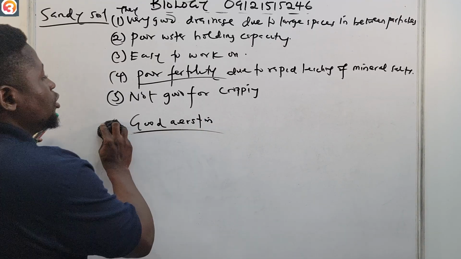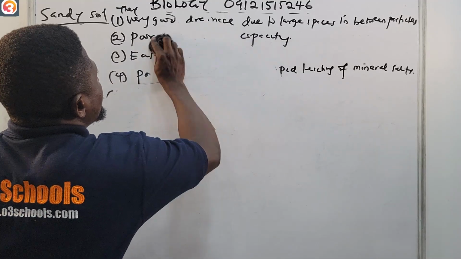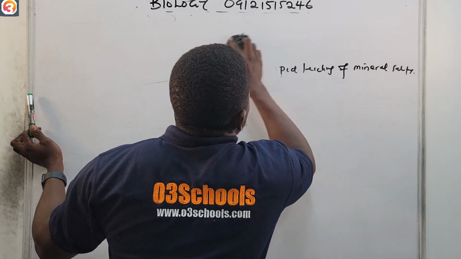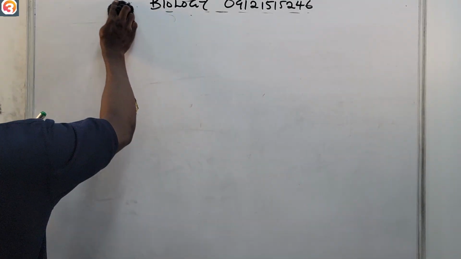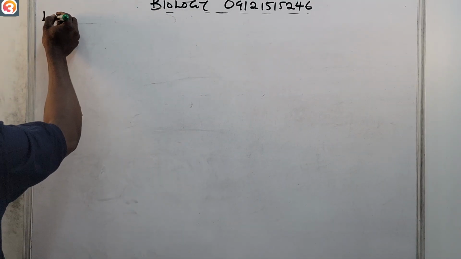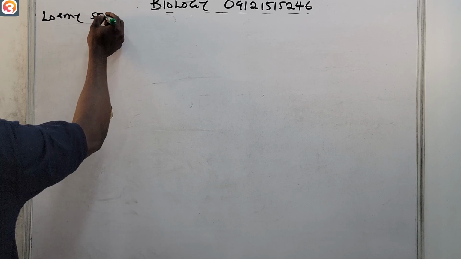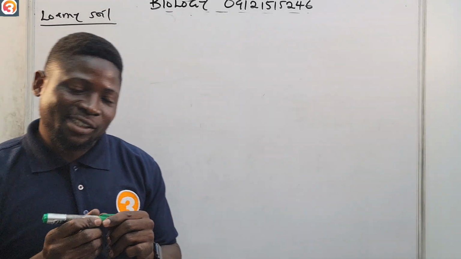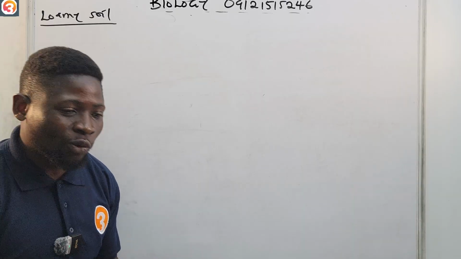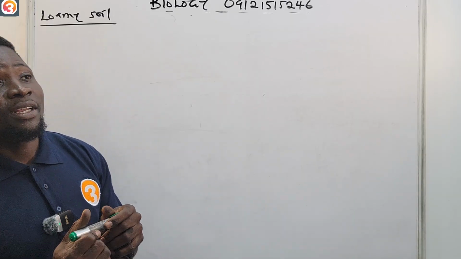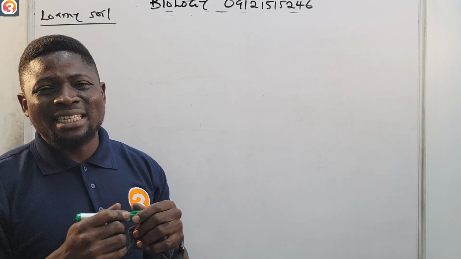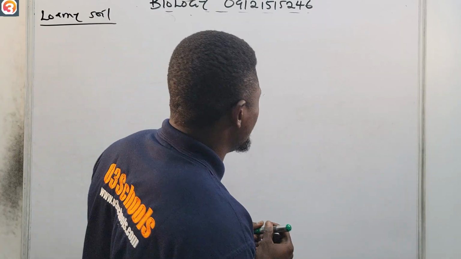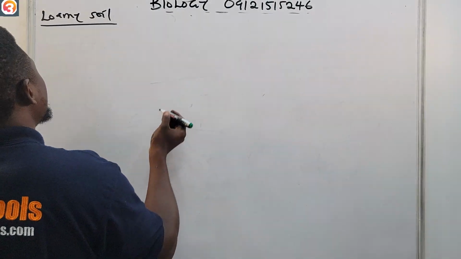Now let's quickly talk about loamy soil. For loamy soil, everything good is in loamy soil. It is easy to work on, has high fertility, and it's the best soil, very arable also. So let's quickly rush through why loamy soil is the best for planting.